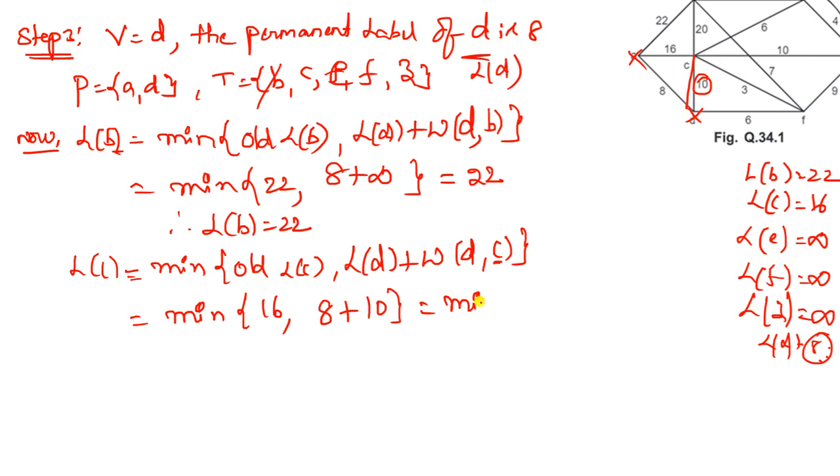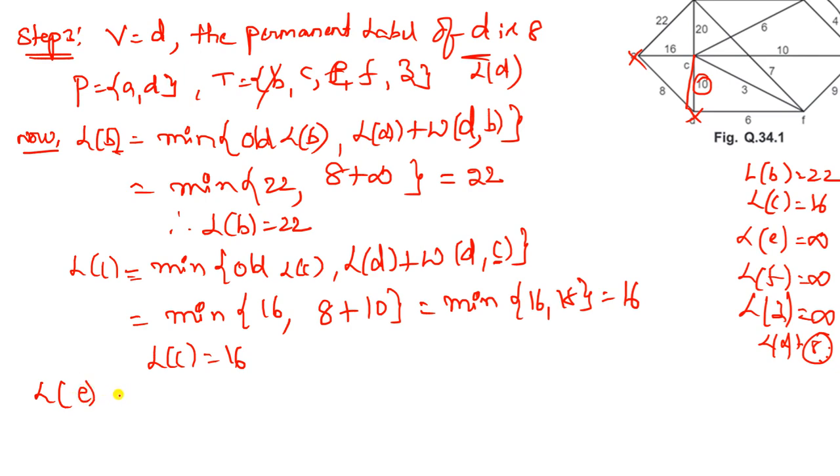So the minimum of 16 comma 18. What is the minimum value? 16. So we should choose 16 only, we should not choose 18. Still we are in D level only. So here the length of C value will be 16. We should not take the 18 value because the minimum value is 16. And similarly L of C is completed, then L of E.